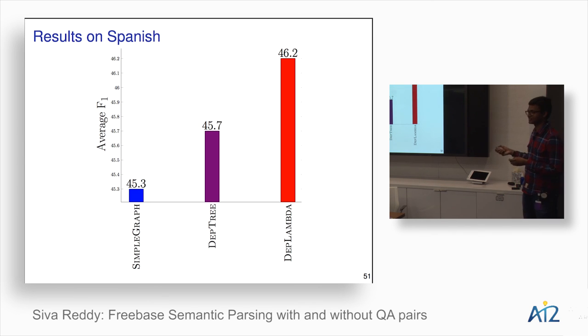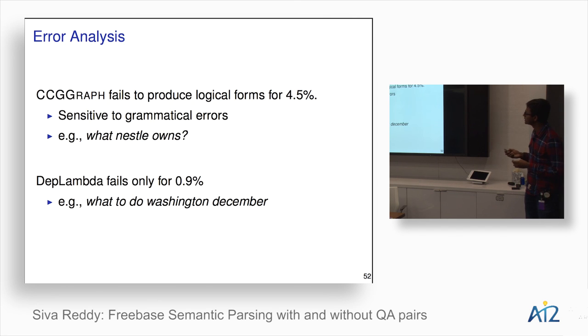Spanish. So we also have Spanish, and it's still the same. We could see a few points improvement. One question you could ask is why is CCG performing badly on English? Even CCG is so powerful. My intuition was CCG should perform better than the dependency trees. But the main problem I found was CCGs were not robust to grammatical errors. So here, if you take what Nestle owns, the word order changed, and then CCG broke here. Whereas dependency parsers can still parse that question. Owns is a verb, and it's expecting a subject and an object. So you could find that thing. Whereas with CCG, you should change the category of owns to S\NP/NP, which is not seen in the training data at all.